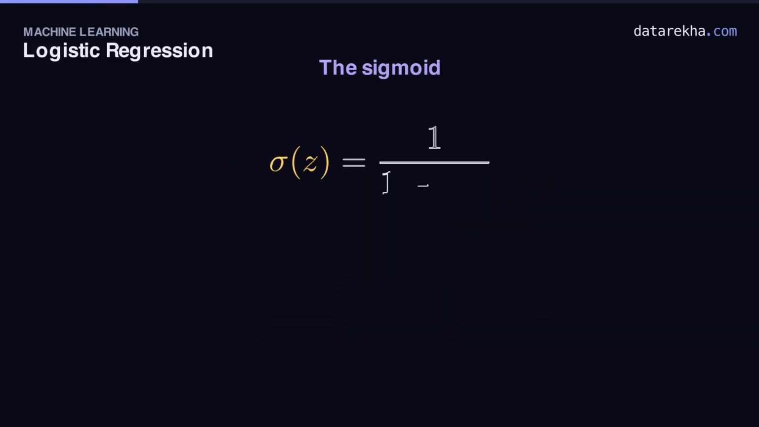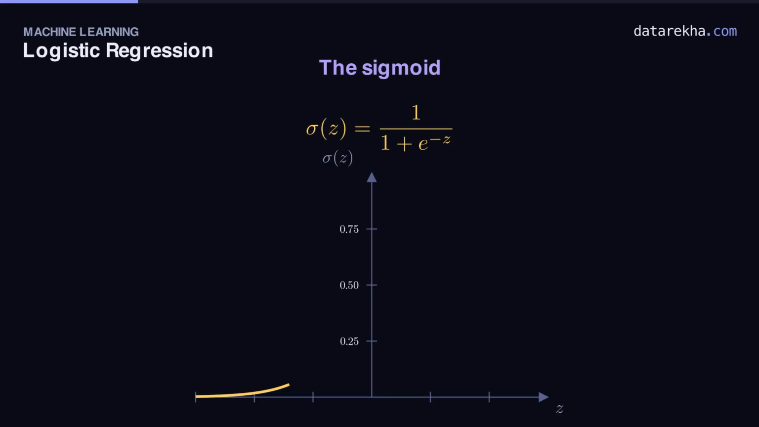Meet the hero of this lesson, the sigmoid function, also called the logistic function. Sigma of z equals 1 over 1 plus e to the minus z. Let me draw it, because its shape is the whole idea. Draw z along the bottom, running from far negative to far positive, and sigma of z up the side. Out comes this beautiful S, smooth, always climbing, and forever trapped between 0 and 1.